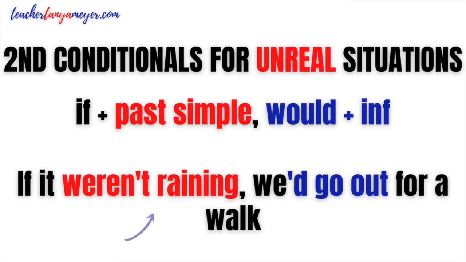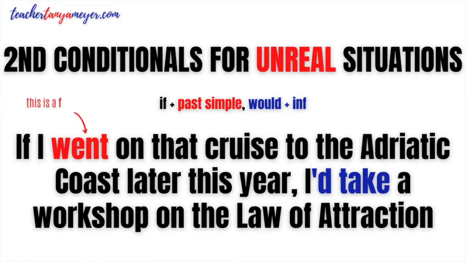So we can say that we use the second conditional to talk about conditions that are not real, whether it's in the present or the future. If it weren't raining refers to a present condition. But I can also use the second conditional to refer to the future. For example, I can say, if I went on that cruise to the Adriatic coast later this year, I'd take a workshop on the law of attraction.